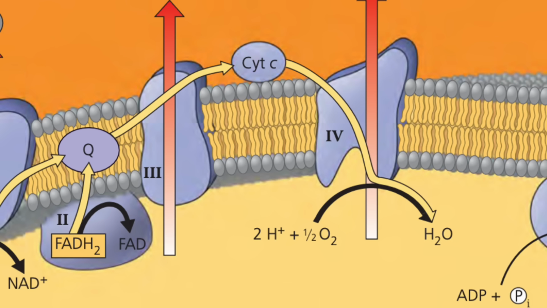Another super important thing happens here. The electrons that arrive at the tail end of that ETC must be removed to allow for a consistent flow. As such, oxygen acts as the final electron acceptor that takes these electrons and combines with protons to form water.